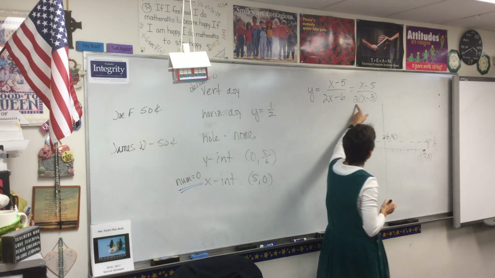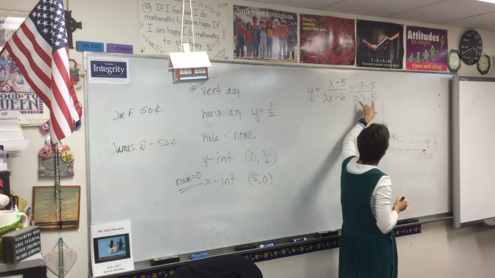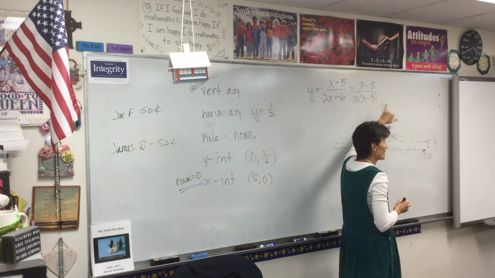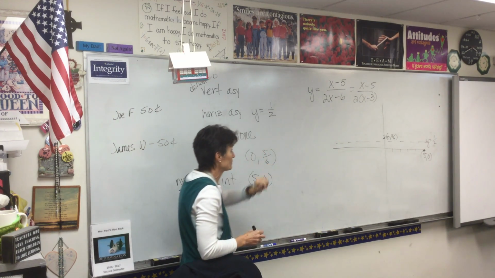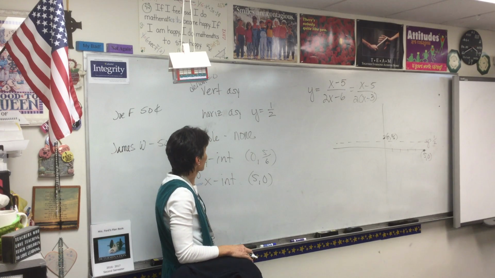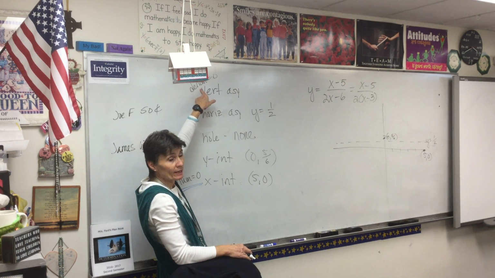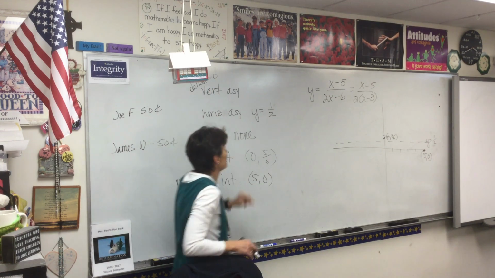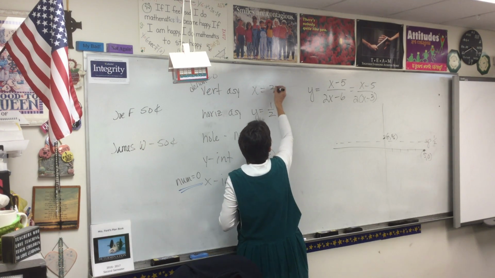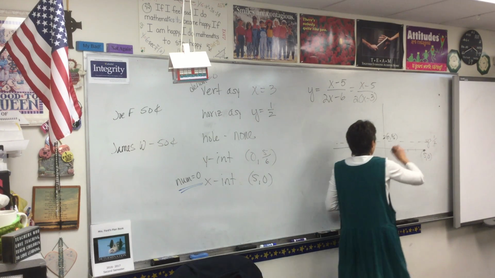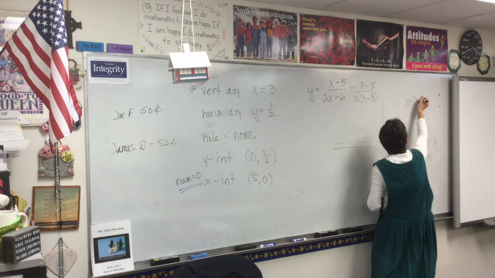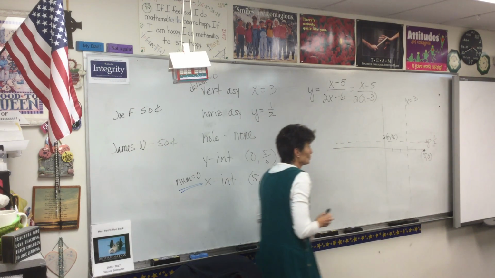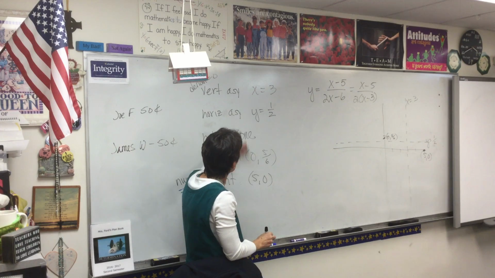Yeah, because that 2 is still there. So it'd be negative 5 over 2 times negative 3. It's still 5/6. There's only one y-intercept. I forgot to find the vertical. The denominator, the bottom one? 3. The vertical asymptote is x equals 3. We got it all.